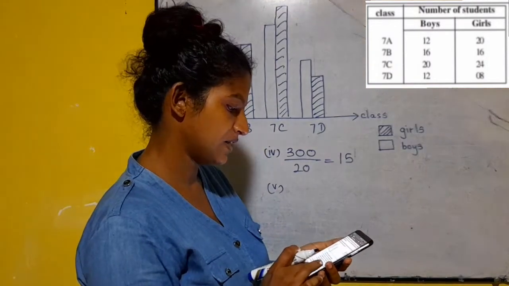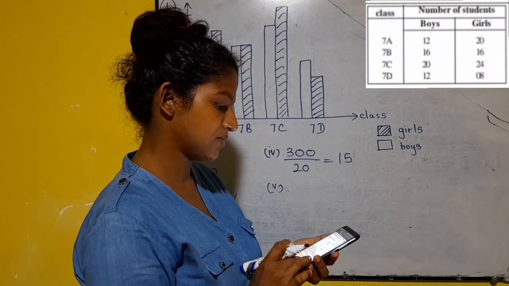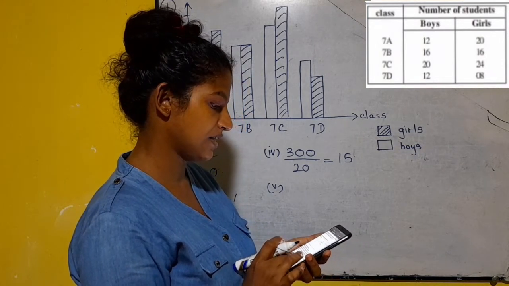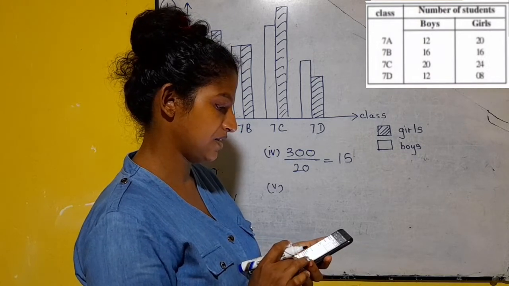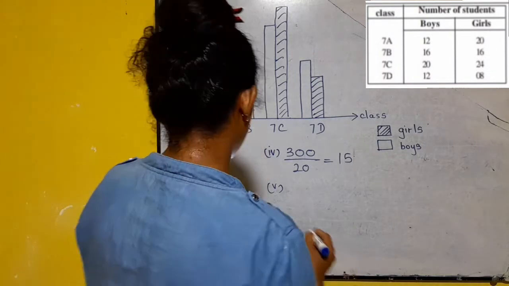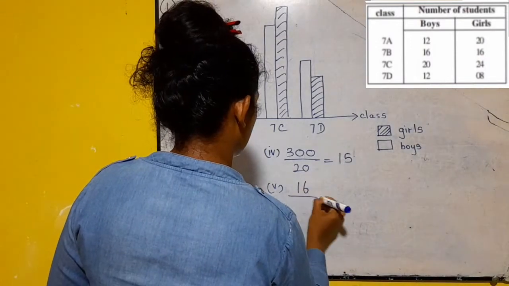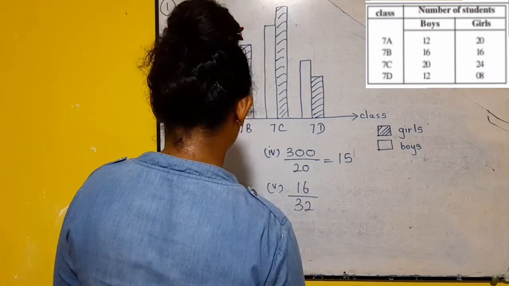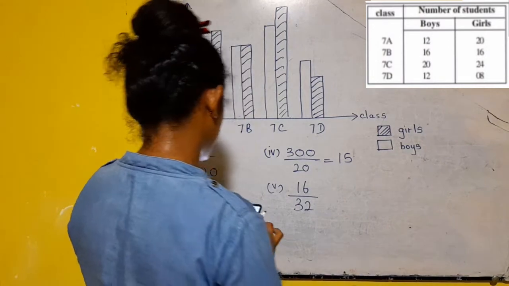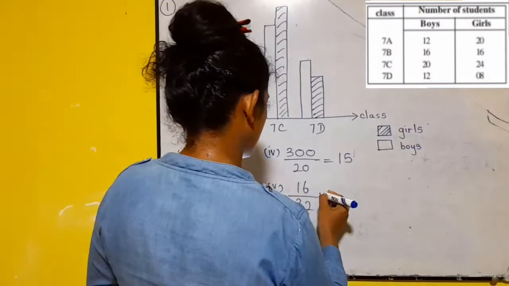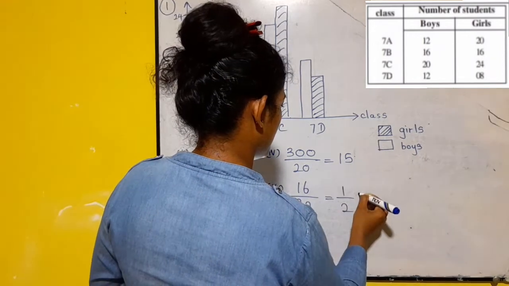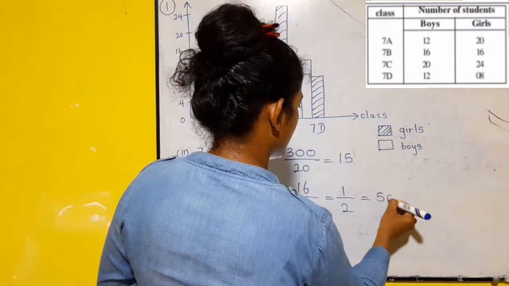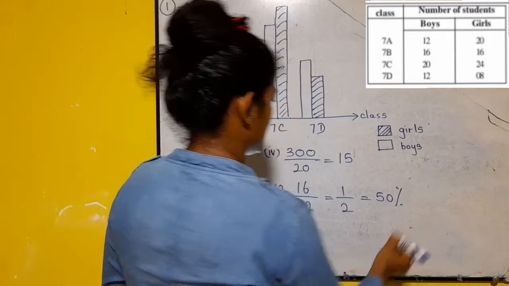Express the number of girls in 7B as a percentage of the total number of students in that class. Number of girls in 7B, we have 16. The total is 32. So you have to give it as a percentage. This can be written as 1 over 2. Then that is equal to 50%. That is the answer.